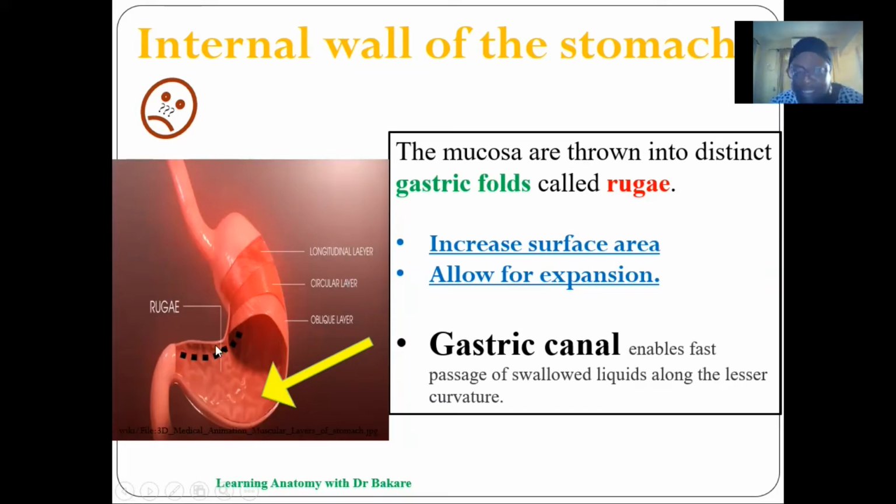So along the lesser curvature, we have a canal that is seen along that part, and this is called the gastric canal. What this gastric canal does is that it helps to allow the passage of ingested liquid. So any liquid that enters the gastric environment is going to be directed through this gastric canal. And that is why this region is prone to irritation from ingested liquids such as alcohol or other toxic liquids that we ingest into the stomach.